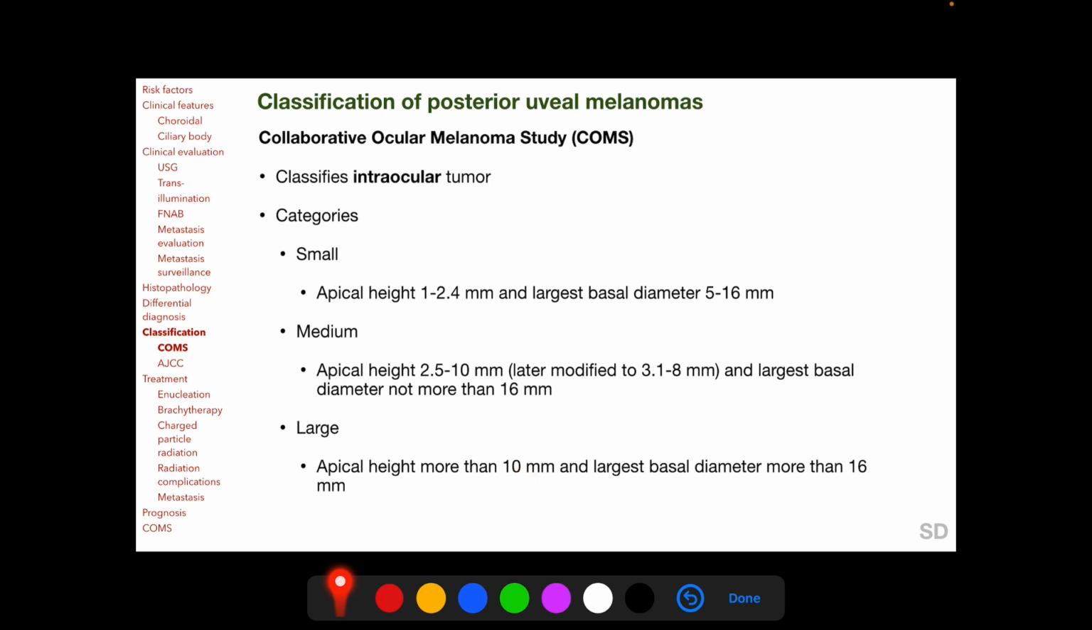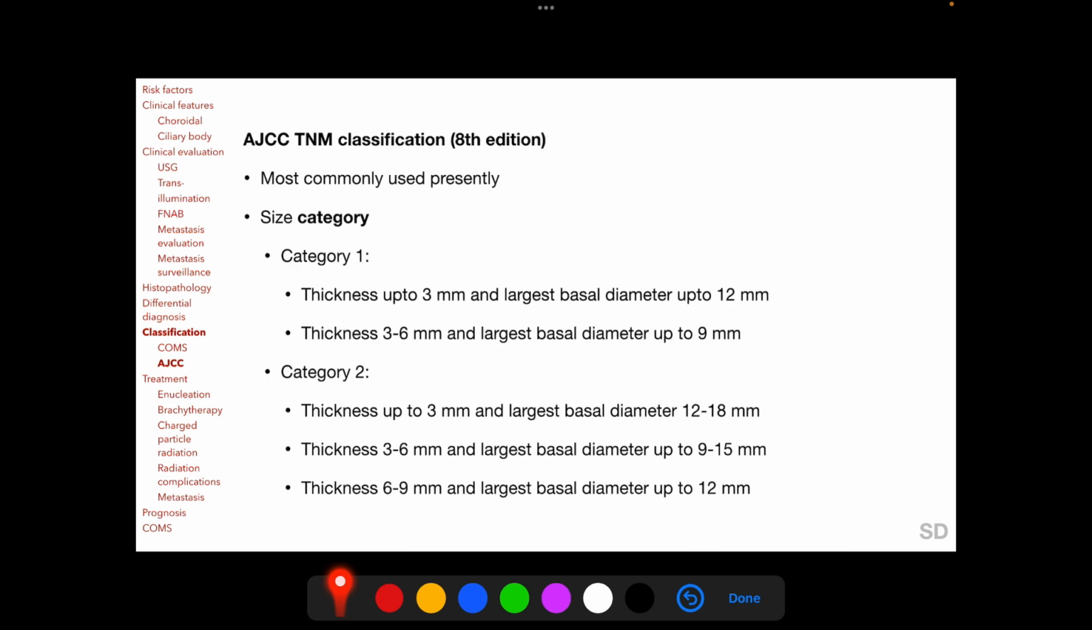These two figures are important because choroidal melanomas with an apical height of more than 10 mm and largest basal diameter of more than 16 mm, and thus falling under the large category, cannot be controlled with a brachytherapy plaque and require enucleation. The 8th edition of AJCC TNM classification is presently the most commonly used classification system for choroidal melanoma. The AJCC TNM classification for choroidal melanoma first categorizes and then classifies the primary tumor. It also takes into account the lymph node involvement status, presence of metastasis, and tumor grade.